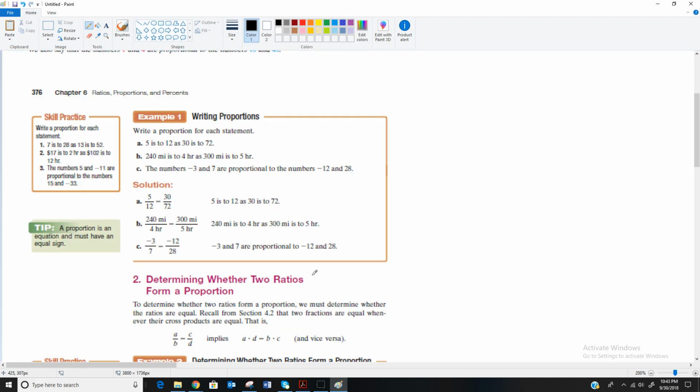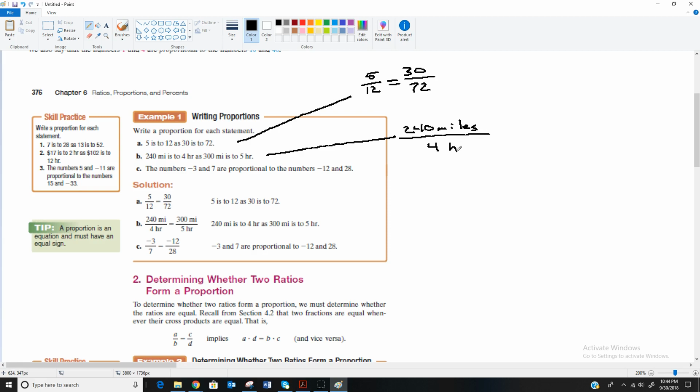So now we've got some examples here. It says we're supposed to write a proportion for each statement. So 5 is to 12 as 30 is to 72 would mean 5 is to 12, write it as a ratio, as, which is the equals, 30 is to 72. 240 miles is to 4 hours, as 300 miles is to 5 hours.